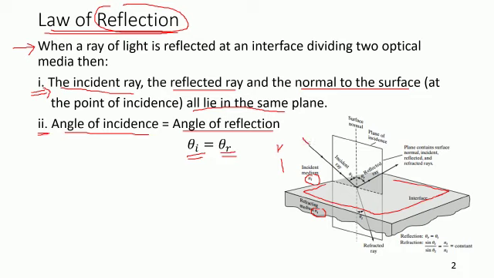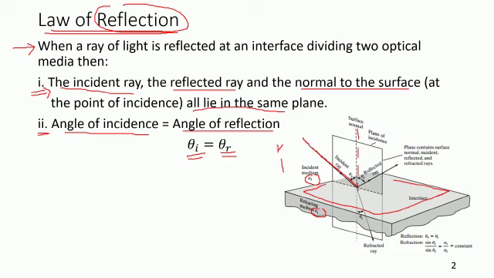And suppose light is coming in the first medium. So this is now a ray of light which is coming this way and hitting the surface of the second medium at this point. So this point is called the point of incidence or the point of impact. Now in order to find the directions of the incident ray and the reflected ray, we draw a perpendicular which is called a normal at that point of incidence.